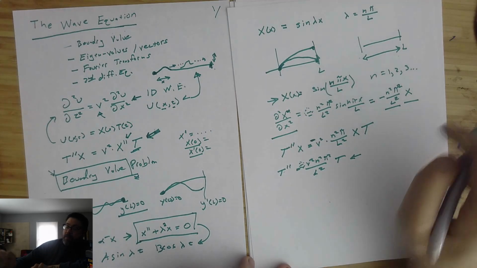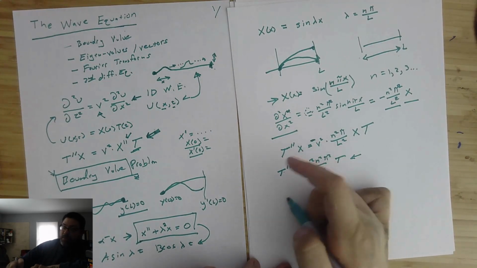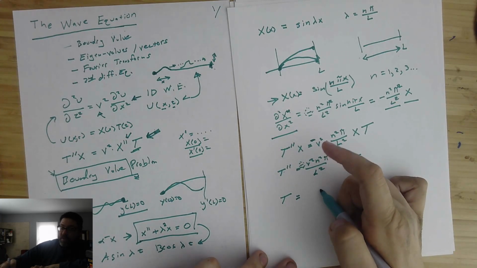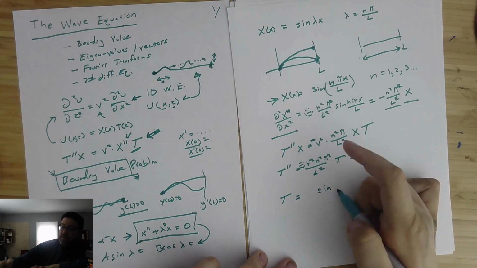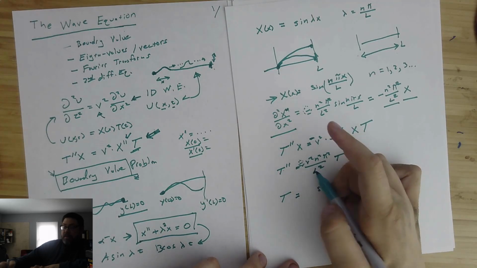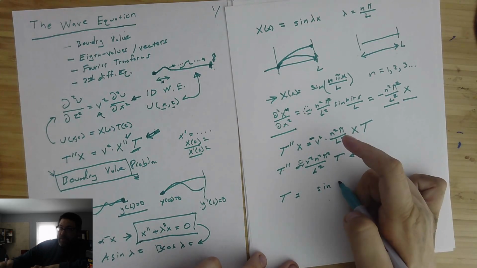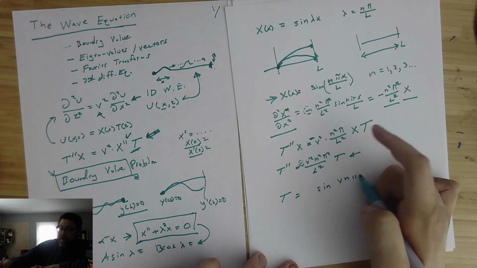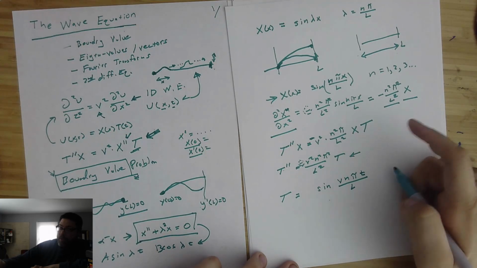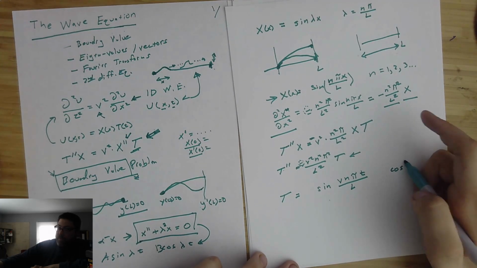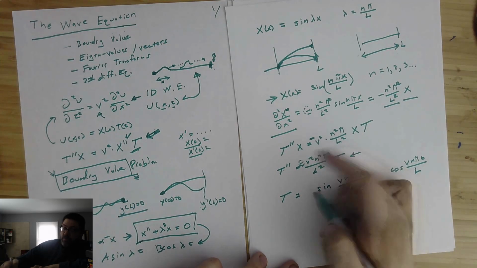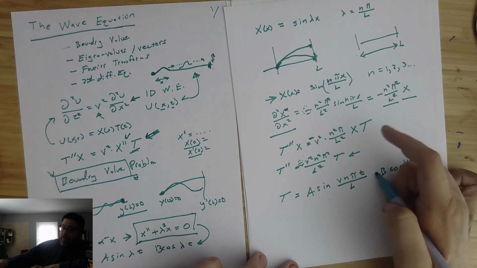So given that that's the minus sign, then my only possible solutions are that T can be equal to the sine of something, but that something, when I take the second derivative of it, has to give me this number back out. So it's going to be the sine of v n pi t over L, or the cosine of v n pi t over L. And we can write, let's say this is a and b.